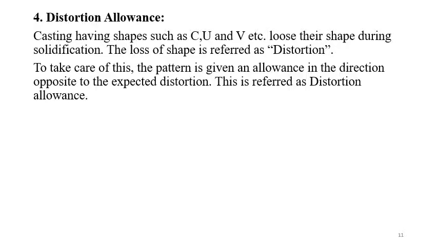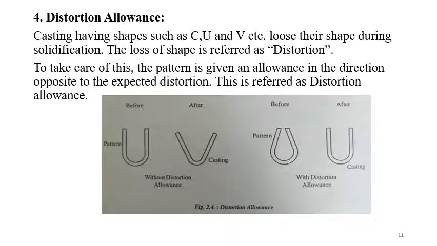To take care of this, the pattern is given an allowance in the direction opposite to the expected distortion. This is referred to as distortion allowance. You can see the two figures, before and after, where the shape has changed.